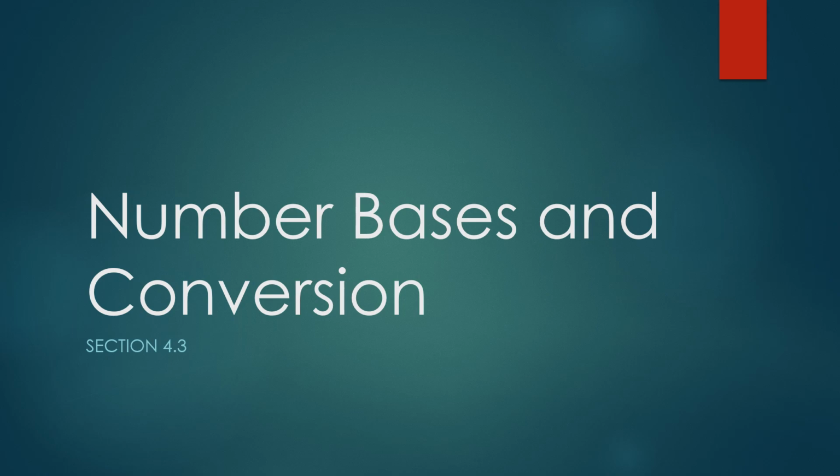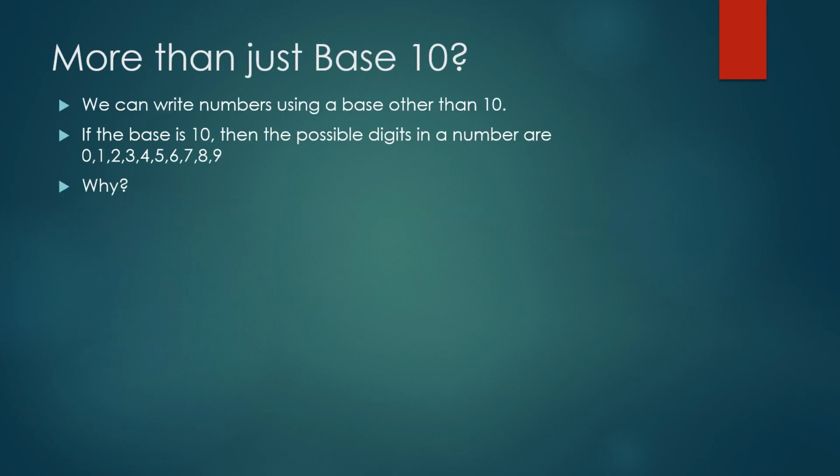Hello. In this video, we're going to be talking about number bases and conversions between number bases. We can write numbers using a base other than 10. If the base is 10, then the possible digits are 0, 1, 2, 3, 4, 5, 6, 7, 8, 9.